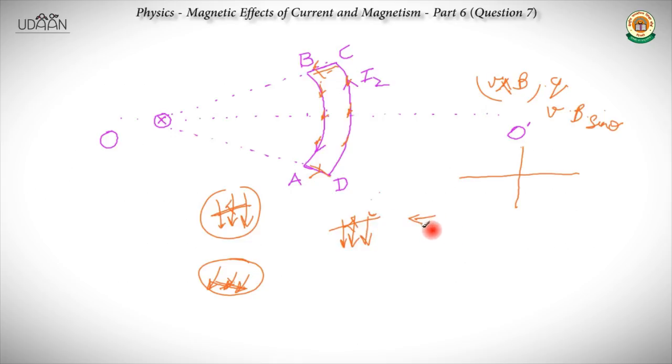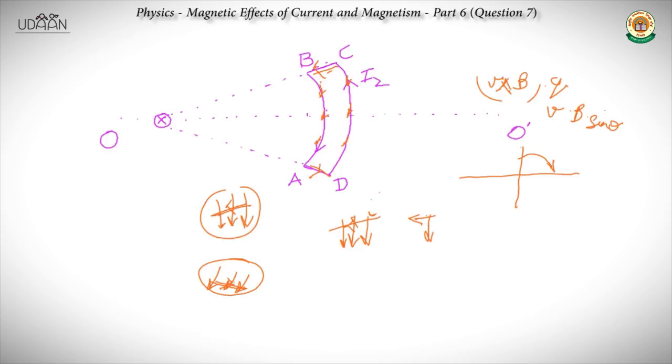L is here, B is here. We do the cross product, it comes out of the plane. So this force is acting out of the plane, and for AD the force will be acting into the plane. Hence because of this a torque will be formed which will rotate BC out of the plane and AD into the plane. And when we view it from O, the motion will be clockwise because it is coming out, so this will rotate here.